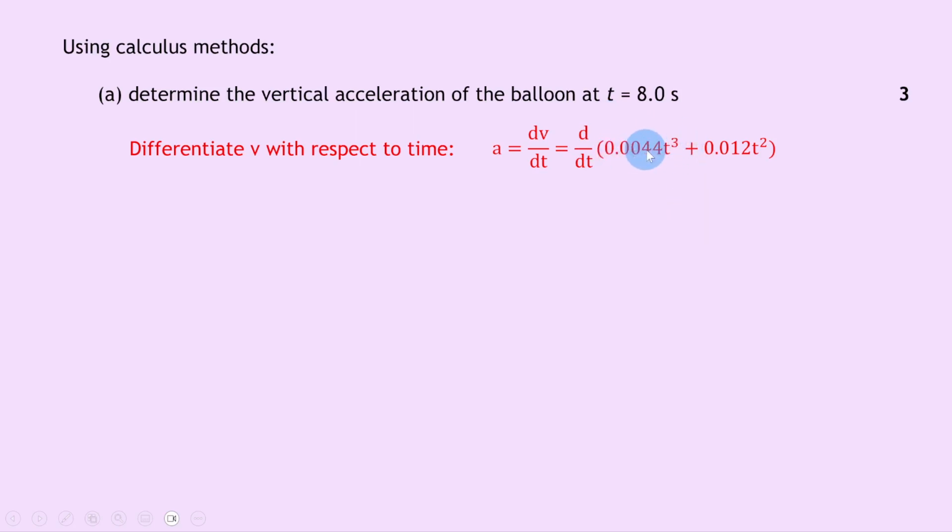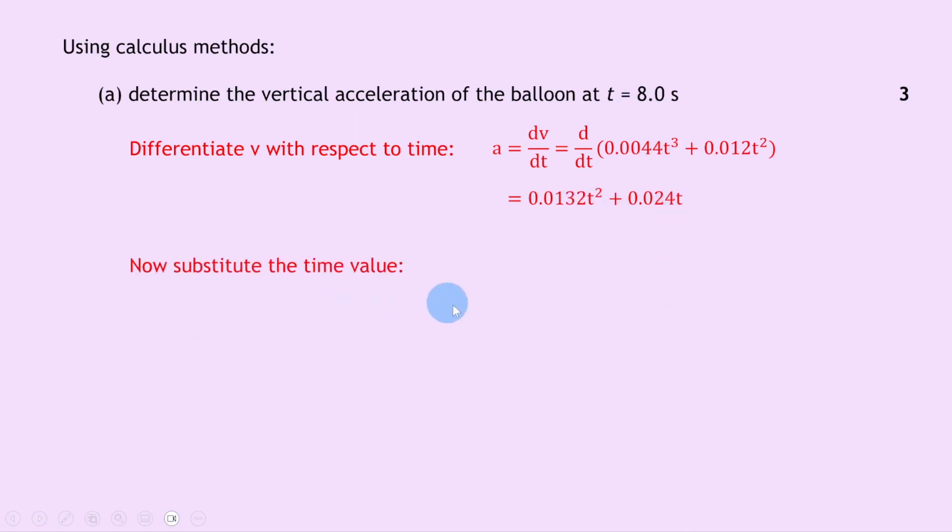So this will become 3 times this number t squared plus 2 times this number t to the 1, which is just the same as t. So if you put that into your calculator, it will simplify to 0.0132 t squared plus 0.024 t. And remember we were asked for the acceleration at a time of 8.0 seconds, so all we need to do now is sub in our 8.0 seconds into this.